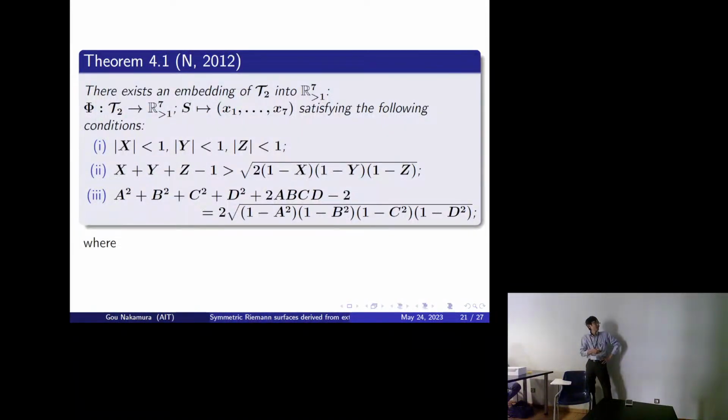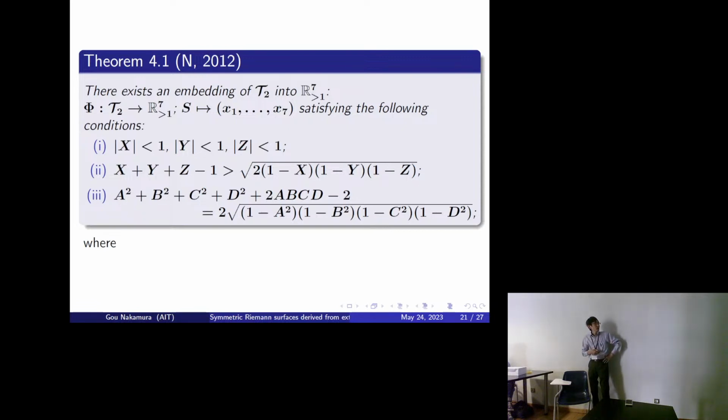This is the so-called triangle equality. So there are 3 triangle equalities. This enables us to make 3 hyperbolic triangles. And the second one is the secant inequality, the so-called angle condition. So this enables us to make the fourth triangle.